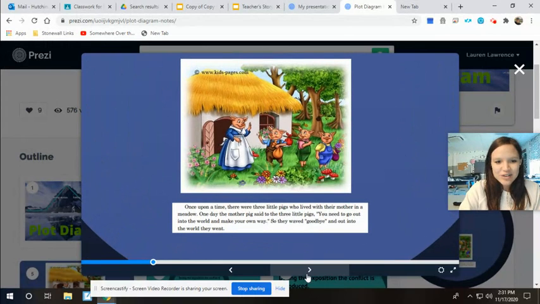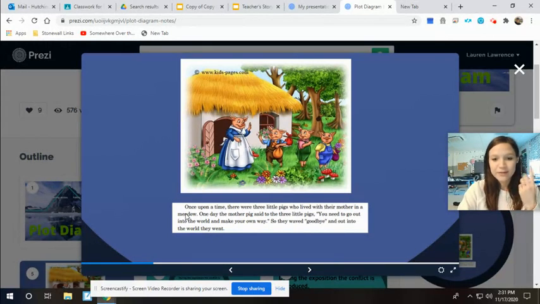Here's the exposition for that. Once upon a time, there were 3 little pigs who lived with their mother in a meadow. What do you know? We have 3 little pigs, we have a mother, we have a meadow, we have our characters, and we have our setting. One day, the mother pig said to the 3 little pigs, "You need to go out into the world and make your way on your own." So they waved goodbye, and out in the world they went. So that was our simple exposition there.